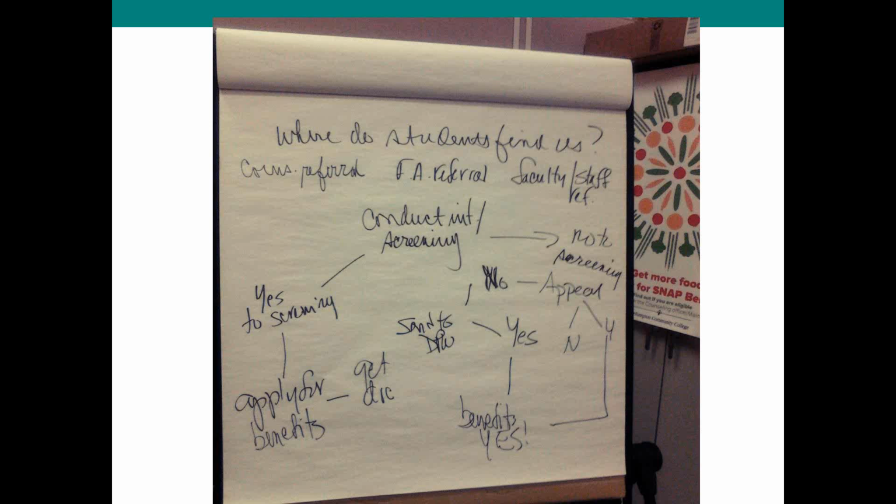What makes sense? We started with, again, what you'll see there is my handwriting, and this is probably pretty much what it exactly looked like. What is it we want to accomplish? We want to accomplish having students receive benefits. So at the very bottom there you see it says benefits, yes, that's what we wanted to accomplish. What we wanted to start with was, how do students find us?